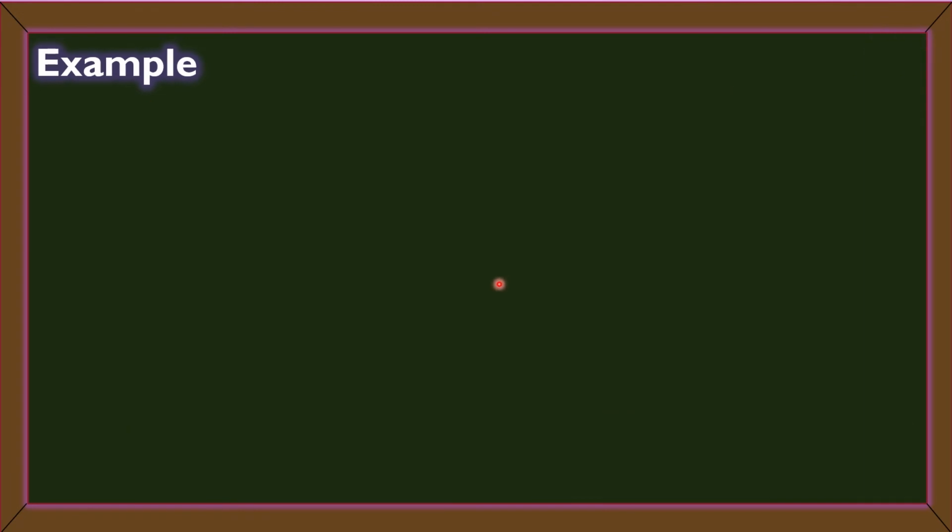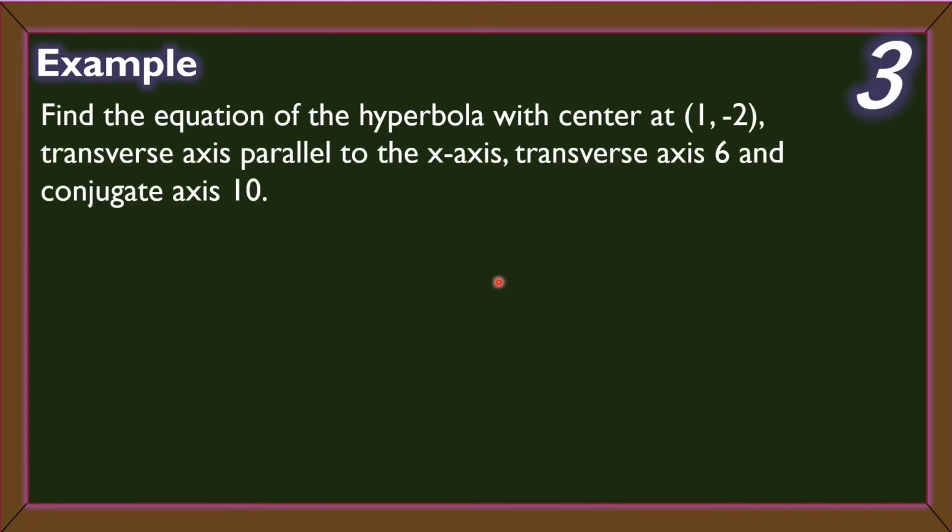Let us have example number 3. Find the equation of the hyperbola with center at (1, -2), transverse axis parallel to the x-axis, transverse axis of length 6, and conjugate axis of length 10. Here is our suggested solution.